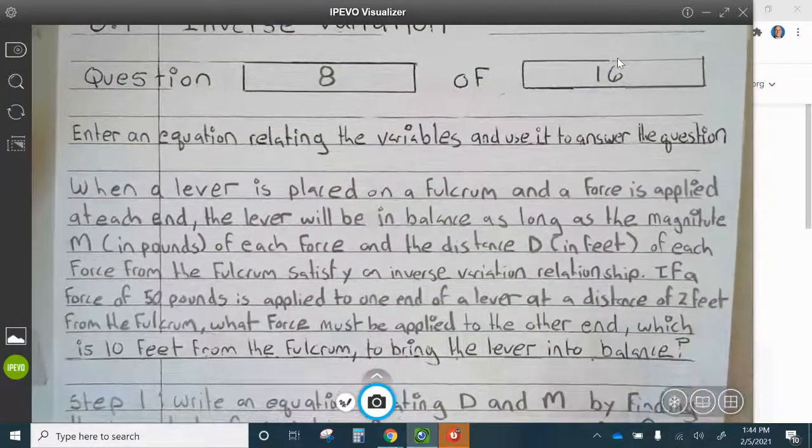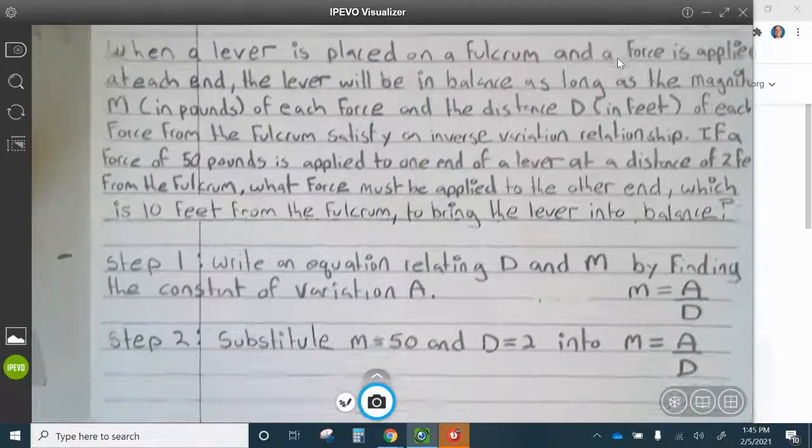Question 8. Enter an equation relating two variables and use it to answer the question. When a lever is placed on a fulcrum and a force is applied at each end, the lever will be in balance as long as the magnitude m in pounds of each force and the distance d in feet of each force from the fulcrum satisfy an inverse variation relationship. If a force of 50 pounds is applied to one end of a lever at a distance of 2 feet from the fulcrum, what force must be applied to the other end, which is 10 feet from the fulcrum, to bring the lever into balance?